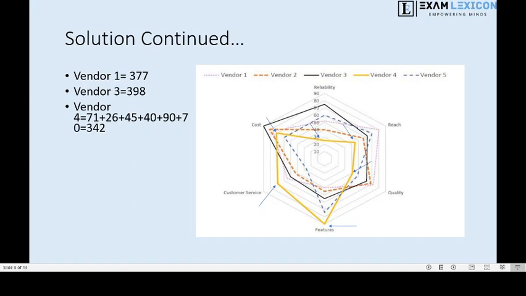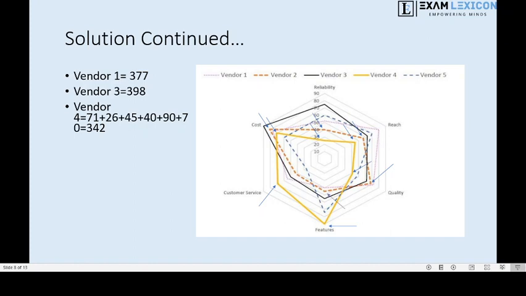Okay, so only one vendor is left, which is vendor 2. So we'll start again with the cost. For vendor 2, cost shows just above 80, so we'll take it to be 82. Next, reliability is just above 40, so we'll take it to be 41. After that, reach is showing just below 60, so we are taking it to be 60. Quality shows exactly on the 70 mark, so we are taking it to be 70.